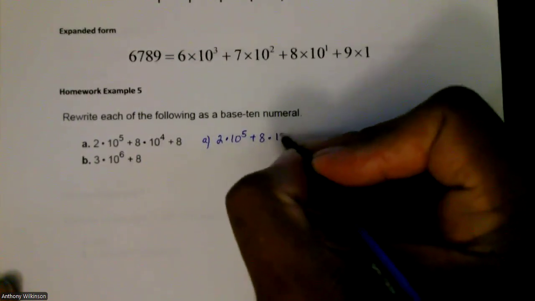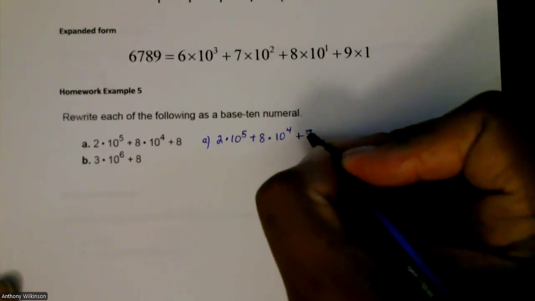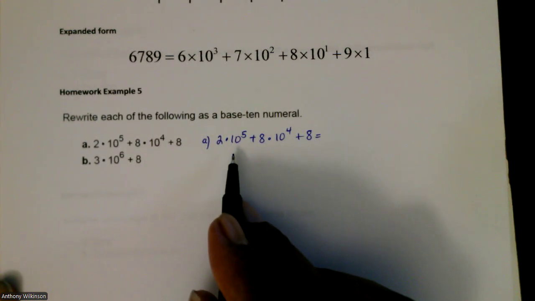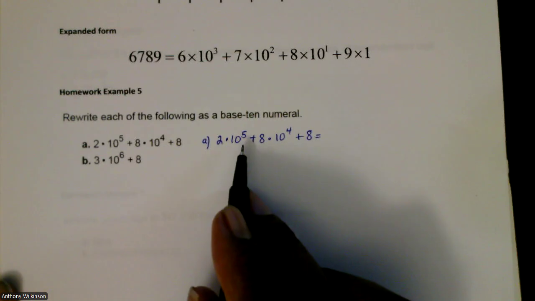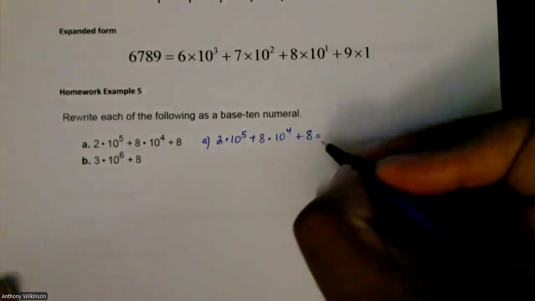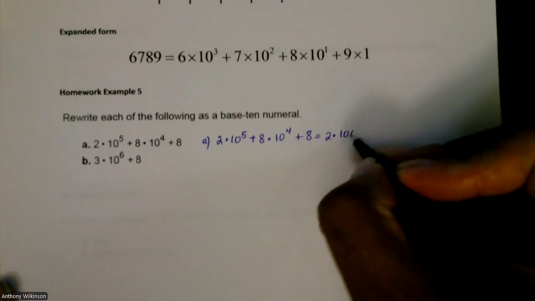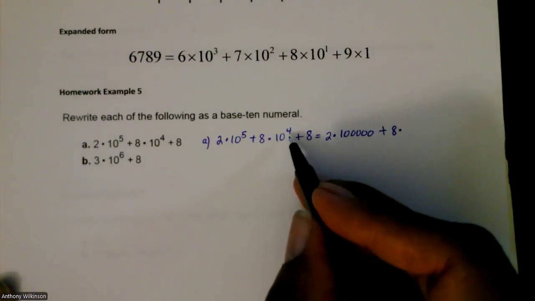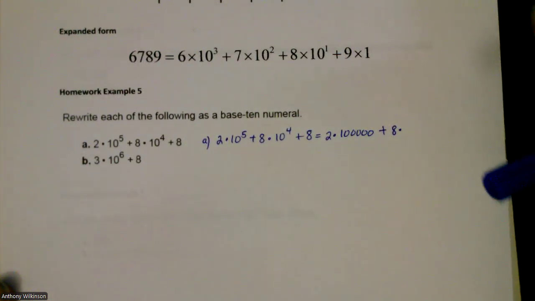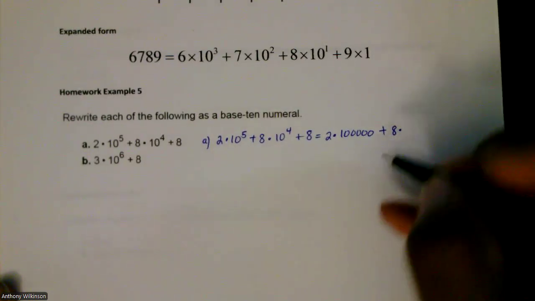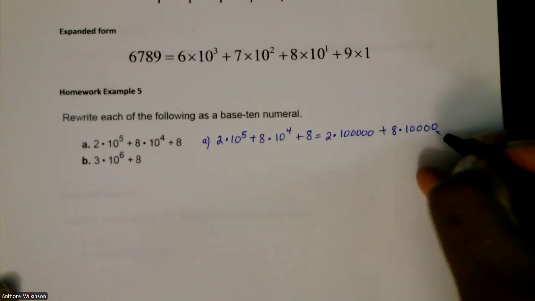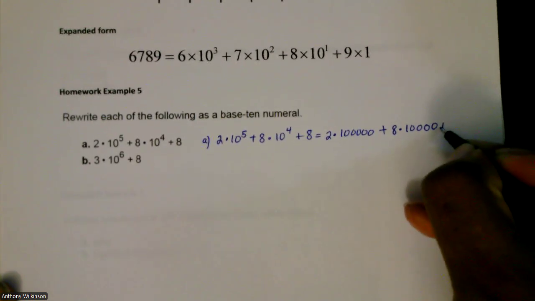All right, so here, 2 times 10 to the 5th. Now let's think of this. It's going to be a 1 with 5 zeros behind it because of the exponent of 5. So I'll say this, 2 times 100,000 plus 8 times that 10 to the fourth means that there are going to be 4 zeros behind the 1. So it'd be 1 with 4 zeros behind it. So it'd be 8 times 10,000 and then plus 8.